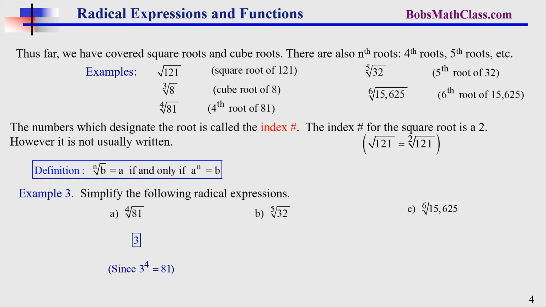Okay, how about the fifth root of 32? What times itself 5 times is 32? Or what number raised to the fifth power equals 32? And that number will be 2. How about our last one? Has a 5 at the end. I would try 5. So on your calculator, type in 5 to the 6th power, or write down 5 times 5 times 5 times 5 times 5 times 5, 6 of them, and you should get 15,625. So the answer is 5.